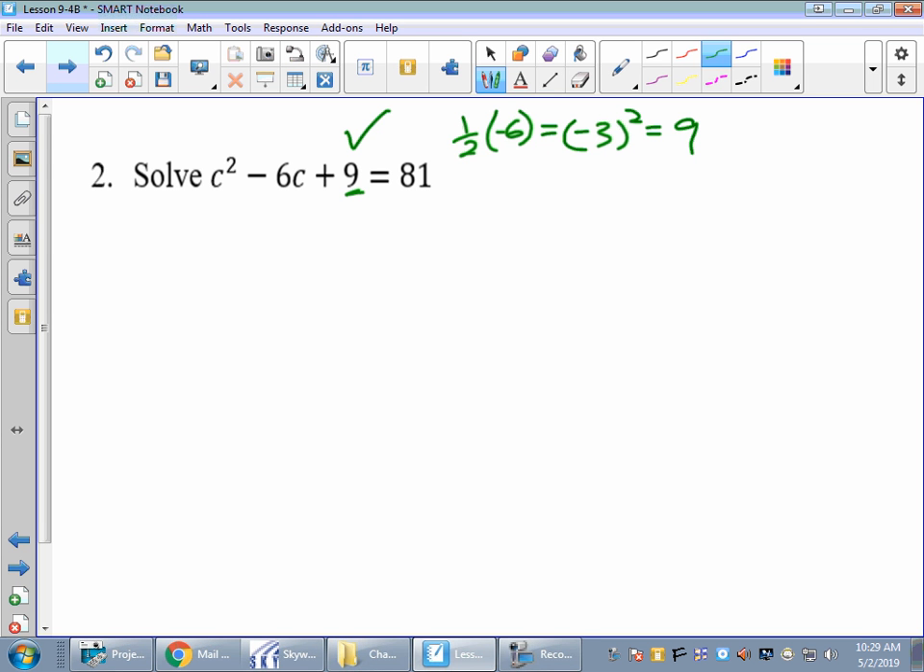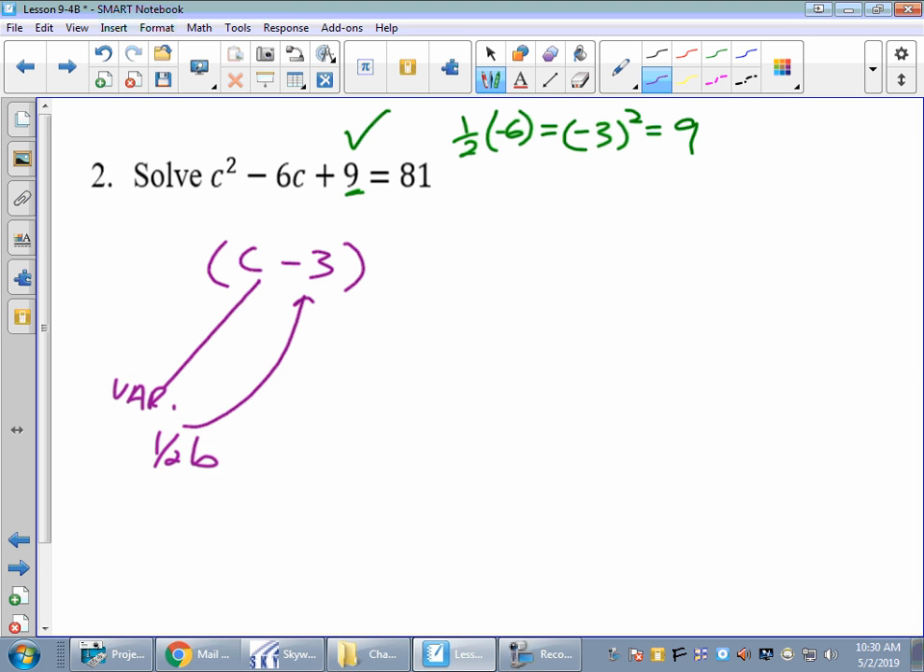So now I can jump right to the next thing and just write that in perfect square binomial form, which, remember, we can use our factoring shortcut for. So really what it's going to look like is parentheses, and in here I can put my variable, and then in this part, I'm going to put my 1/2 of B, which is negative 3.